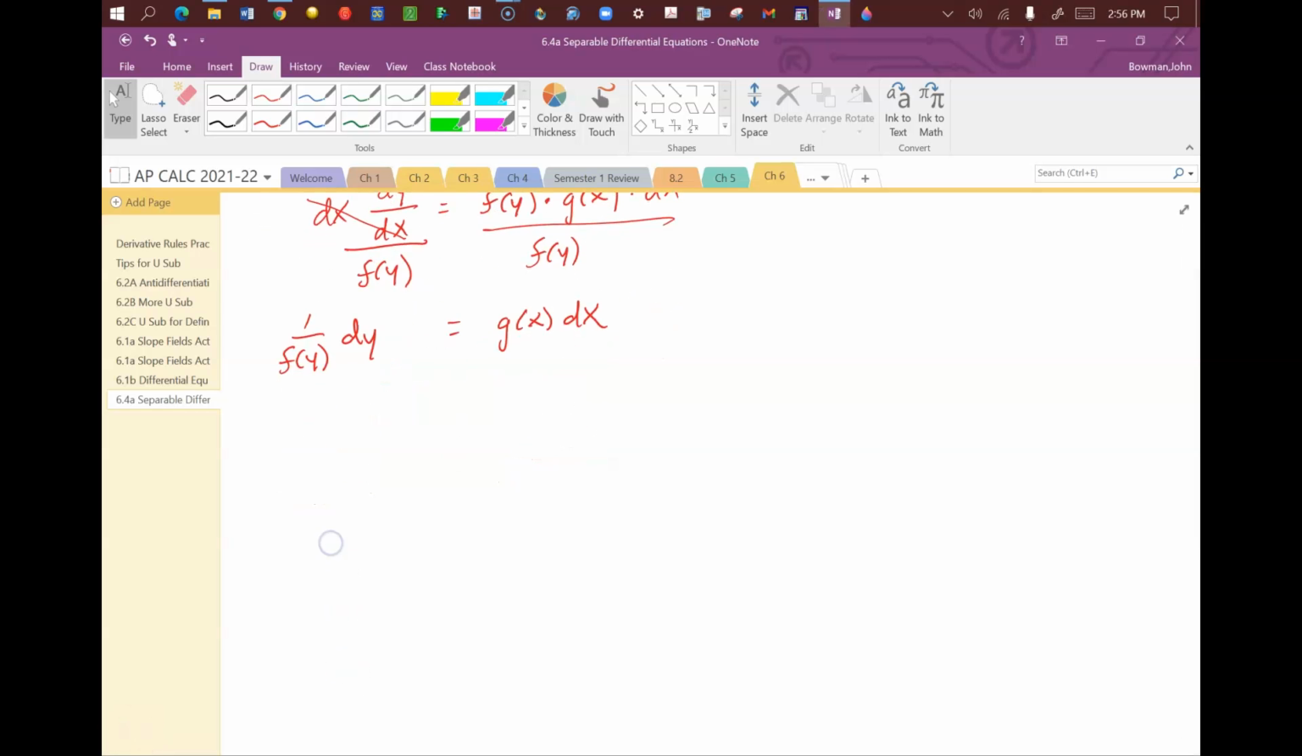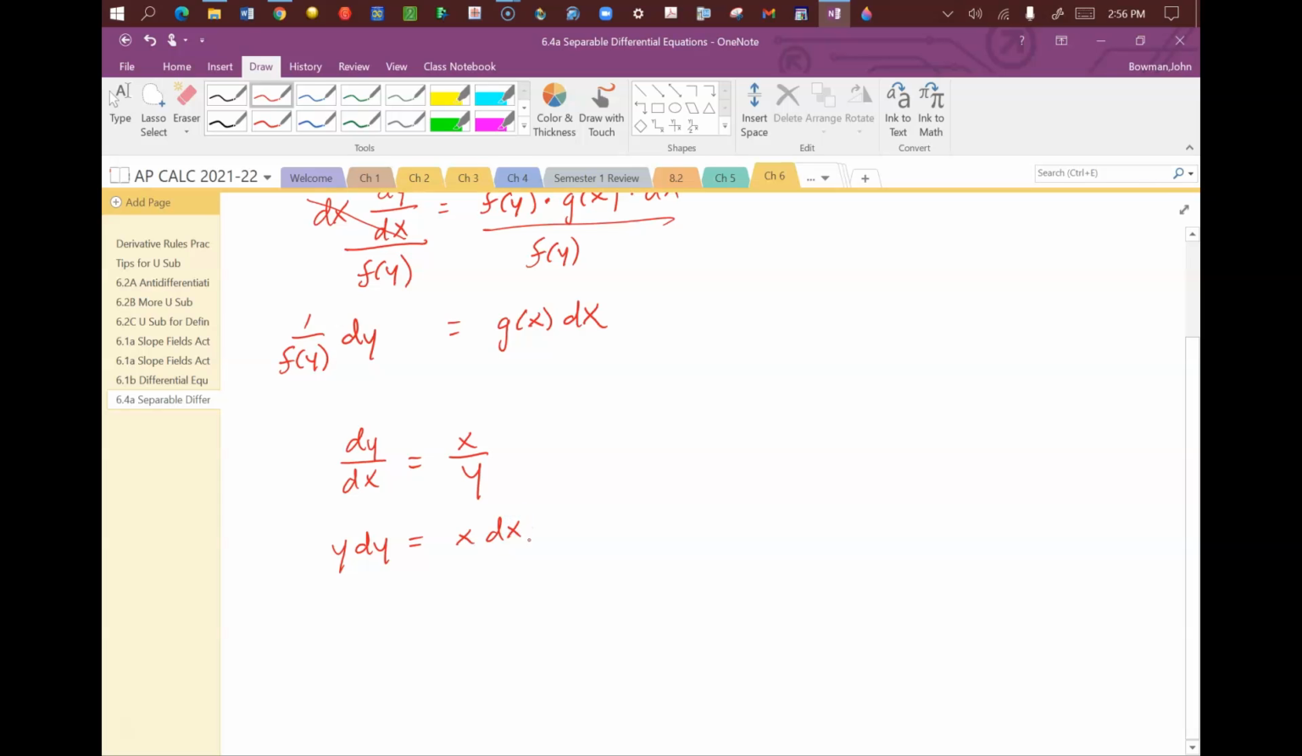So as an example, let's say we have the following. dy/dx is equal to x divided by y. We want to get it into the form above. Basically the x's and the dx's on one side and the y's and the dy's on the other side. So what we're going to do is, you could think of it as cross multiplying in this case. We end up with y dy is equal to x dx.